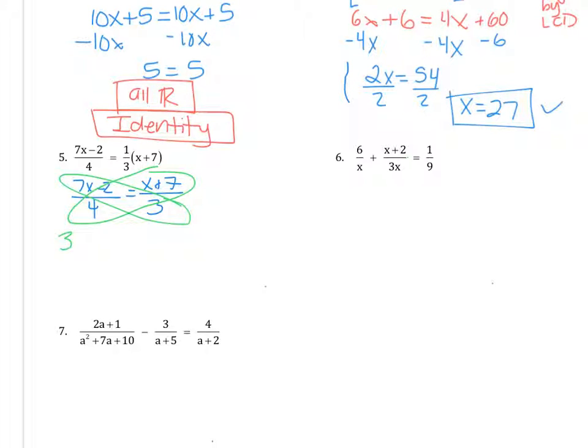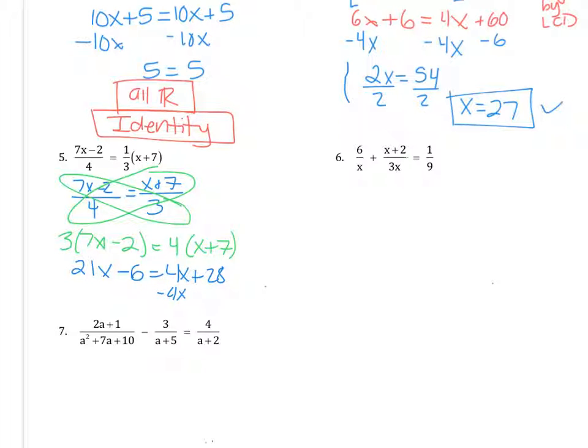So I'm going to have 3 times 7x minus 2 equals 4 times x plus 7. Now again, this is a really simple problem to solve. Just go ahead and distribute. So 21x minus 6 equals 4x plus 28.